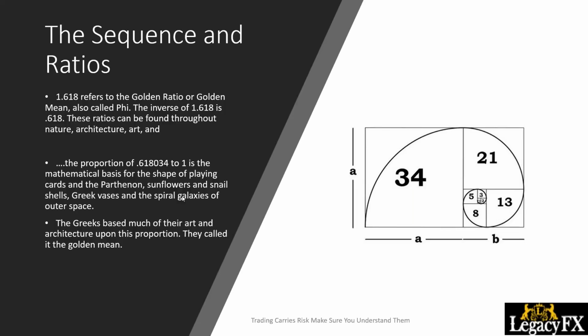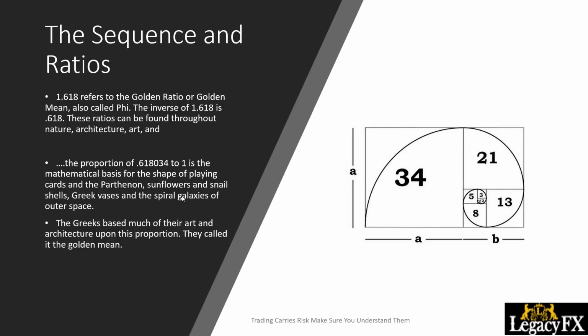So we started off on our chart over here, with the 1.618. This is referred to as the golden ratio, the golden mean, or also called phi. The inverse of 1.618 is 0.618. 0.618 is 61.8% in the Fibonacci sequence for the Fibonacci tool.